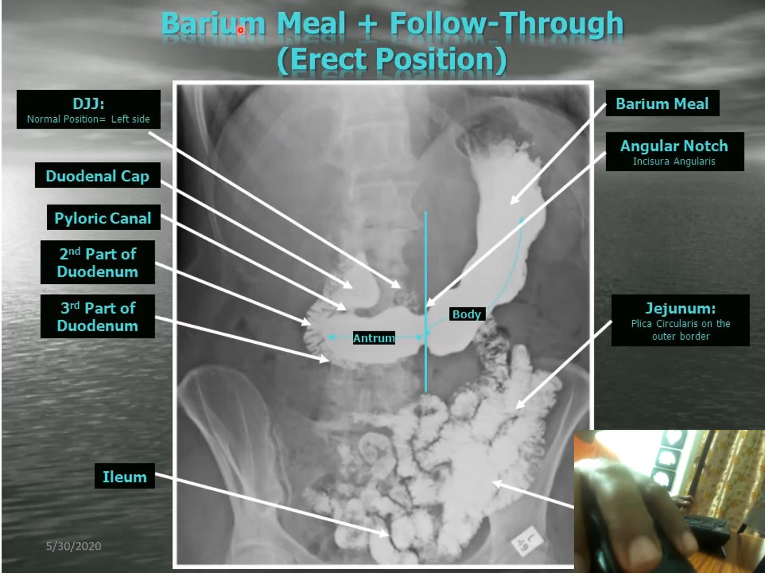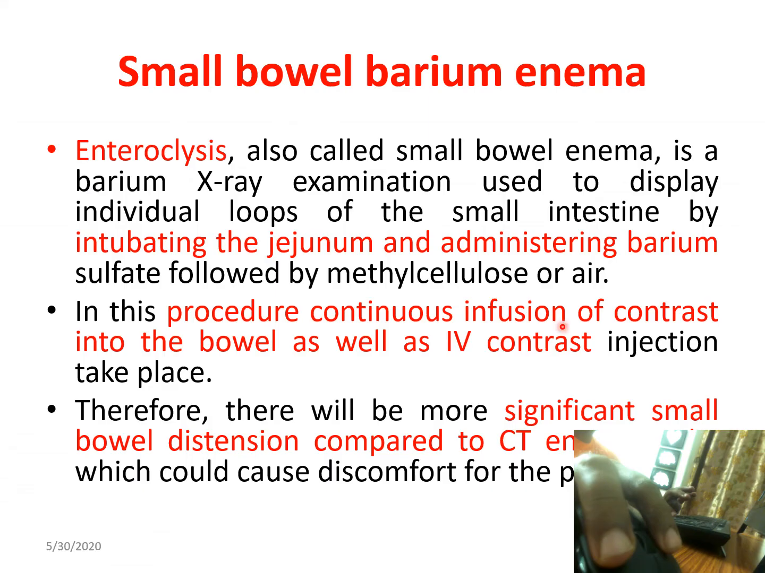So you can see the barium meal plus follow-through. You can see the various sites. This is the stomach. This is the body. This is the antrum. This is the duodenal cap. This is the pyloric antrum. This is the second part. This is the third part. This is the ileum. This is the jejunum, and this is the barium meal. You can identify the various structures.